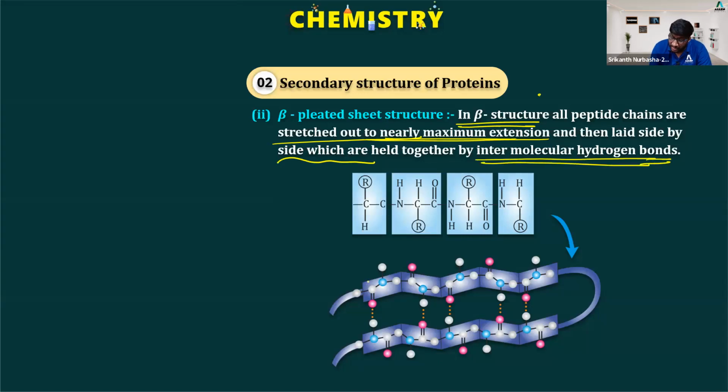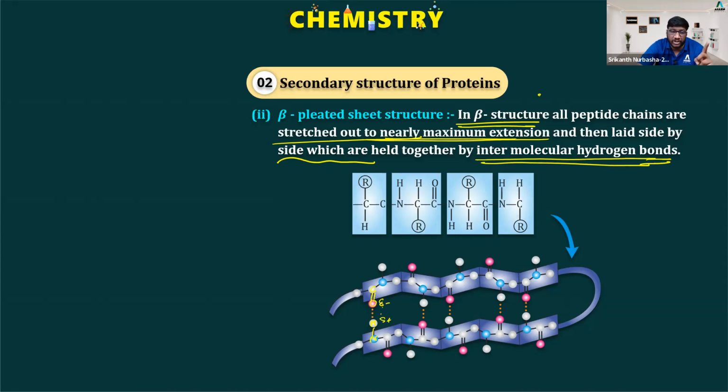Like this is one maximum stretching. And here we have some C double bond O group, and here we have some NH. The partial negatively charged oxygen and partial positively charged hydrogen develop intermolecular hydrogen bonding. This intermolecular hydrogen bonding is developed between the two polypeptide chains, which are stretched out by a maximum extension. Right? That is nothing but your beta pleated structure.